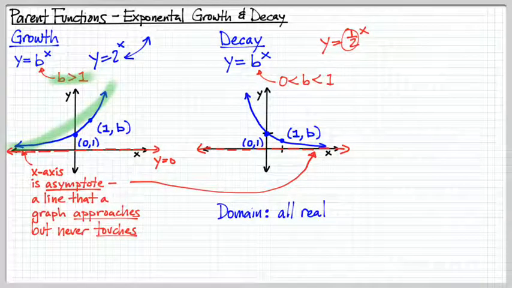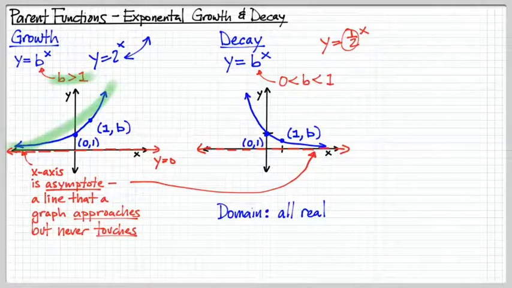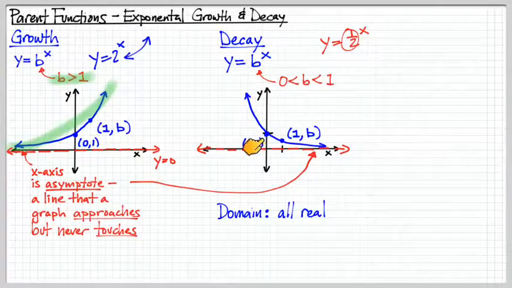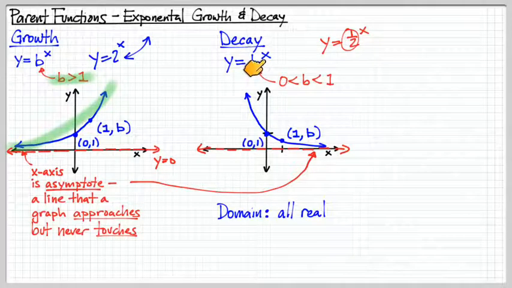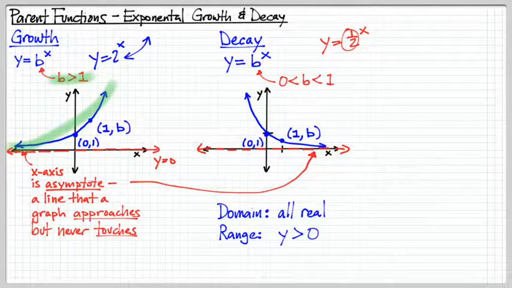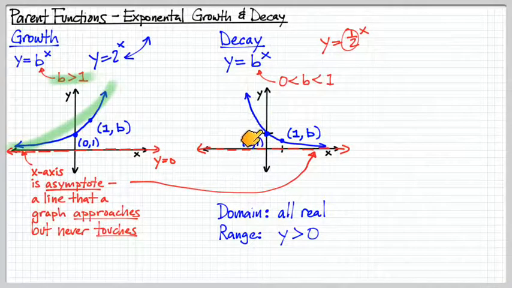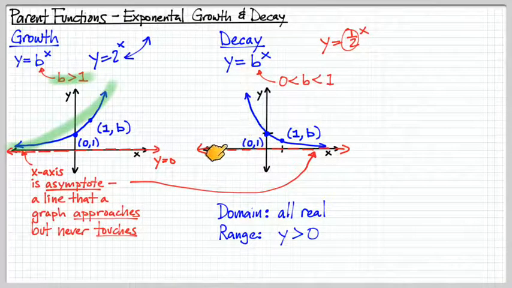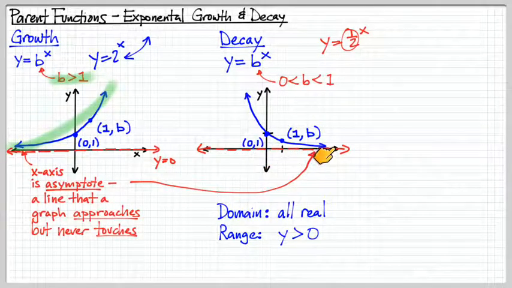For both of these graphs, the domain is all reals. We could see that there are valid x values all along here. There's no illegal value of x. The y value for these two particular graphs are all values greater than 0. Again, it never touches the axis here, this y equals 0 axis, neither does it ever cross through it.